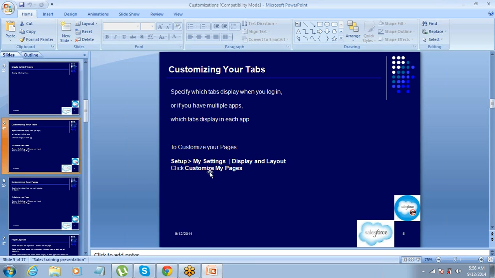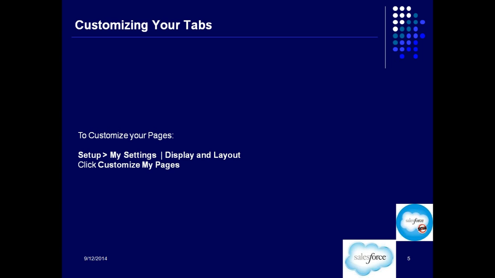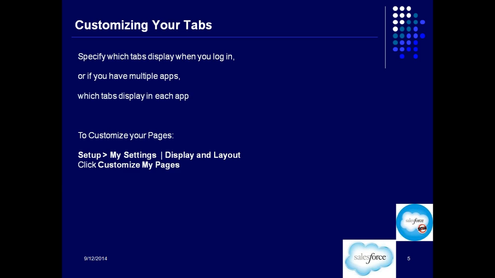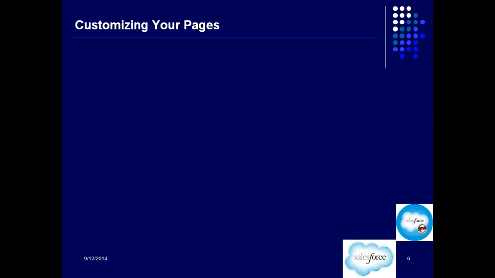Similarly, we have another thing which is called customizing your pages. Customizing a page means specifying which related lists you want to display for objects. So using customize my pages, you can specify what related lists you want to see on a page. What is a related list? A list of child records.